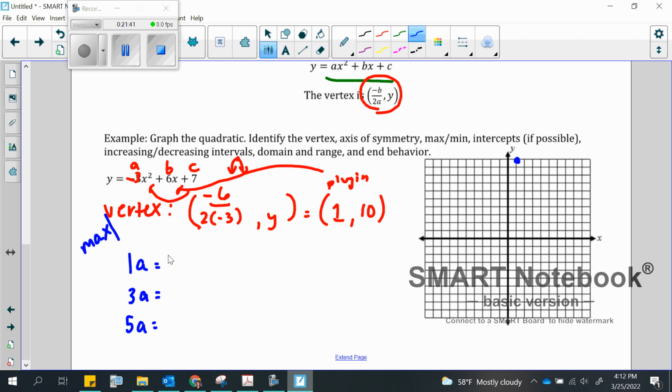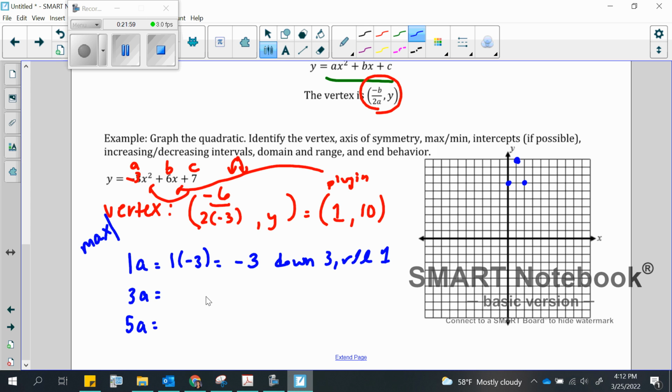So 1 times a is negative 3. So this means negative 3, so this means go down because it's negative. If it were positive, it means go up. But down 3, right and left 1. So down 3, right 1, go back to the original, down 3, left 1.